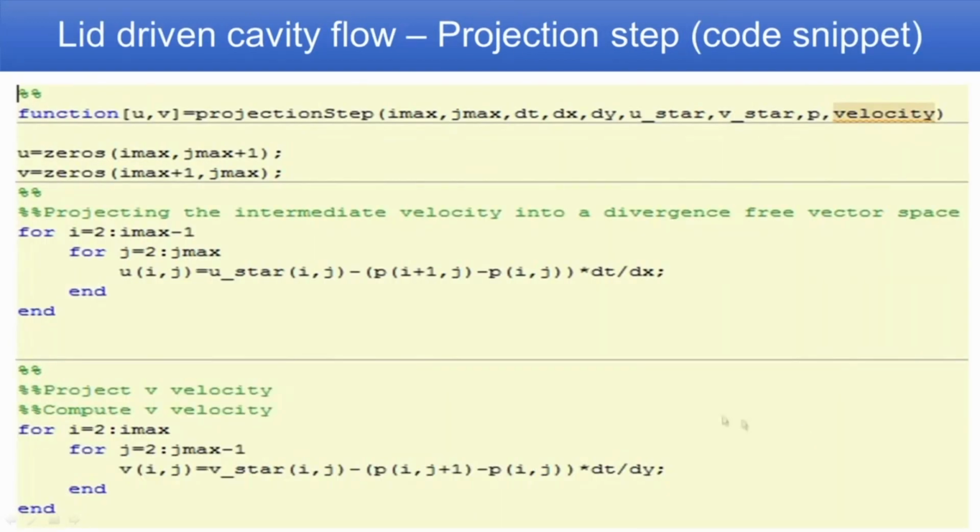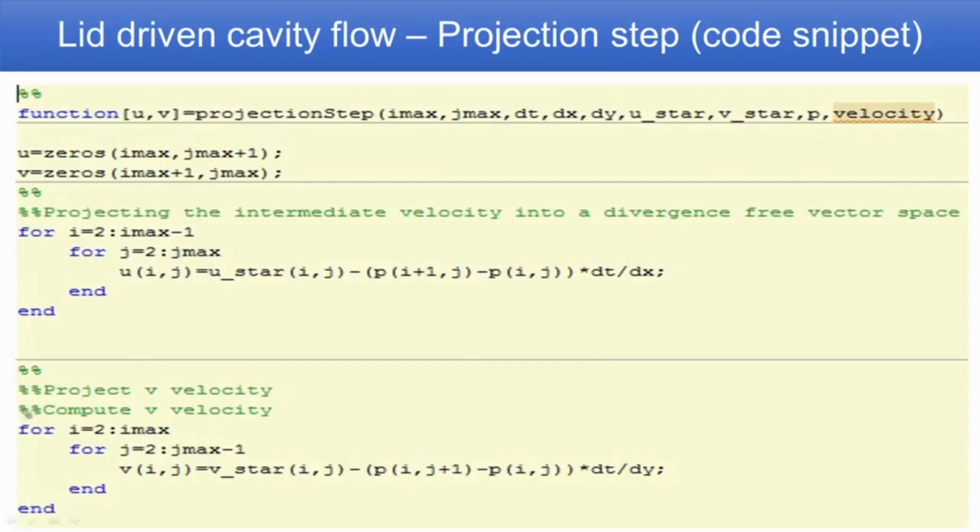We will see the corresponding code here. So, function u v, projection step, with arguments i max, j max, dt, dx, dy, u star, v star, and p. Then u is already initialized, and v is also initialized with the corresponding required array size. So, for u it is i max comma j max plus 1, and for v it is i max plus 1 comma j max. Now, we do the projection of the intermediate velocity onto the divergence free vector space. First, for the u velocity, that is what these lines are for. So, for i equal to 2 to i max minus 1, and for j 2 to j max, u i comma j equals u star i comma j minus p i plus 1 comma j minus p i j into delta t by delta x. In the form of code, it is into dt by dx. These are the same as what we have seen in the previous slide in the form of equations.